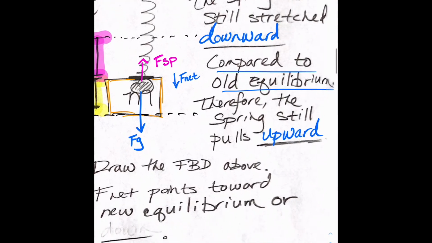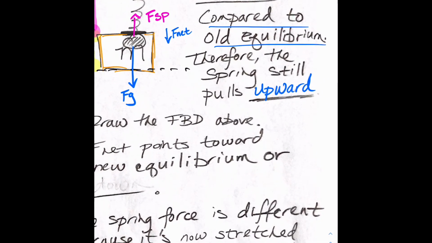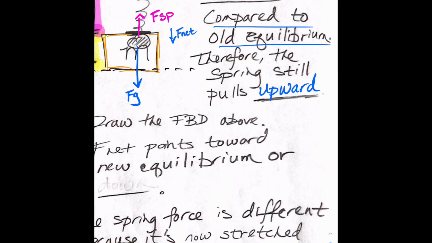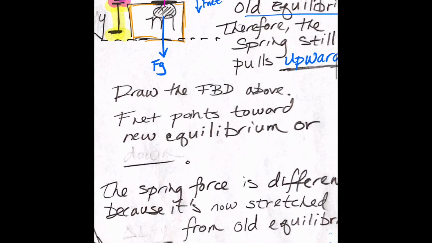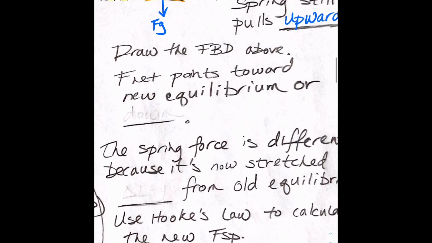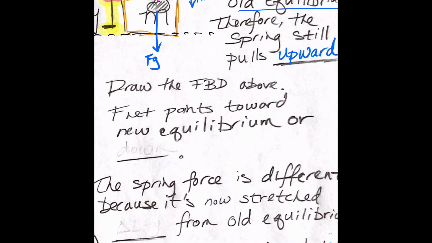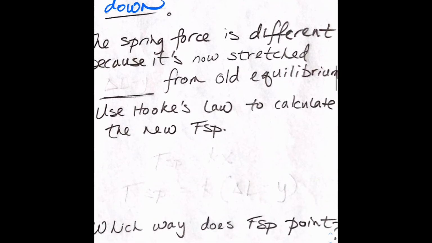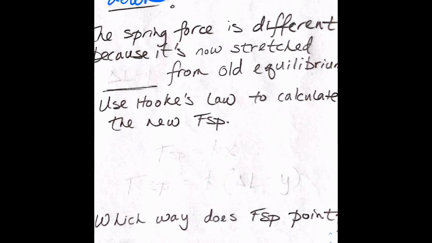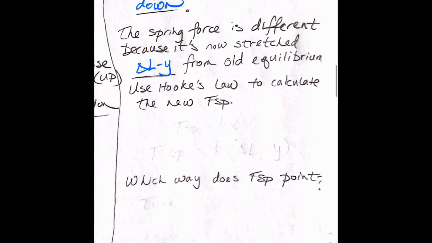All right, so we have the spring still pointed upwards, as we see with the pink force, albeit smaller. Draw the free body diagram above. F net points towards new equilibrium, or down. Okay. The spring force is different because it is now stretched delta L minus y. It's not delta L anymore, it's not as large, from old equilibrium. Use Hooke's law to calculate the new force spring.